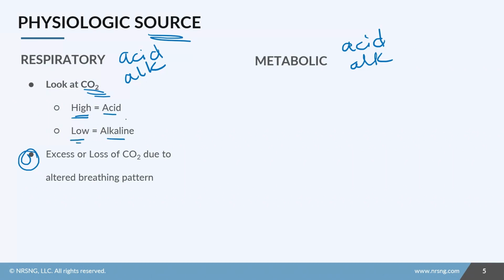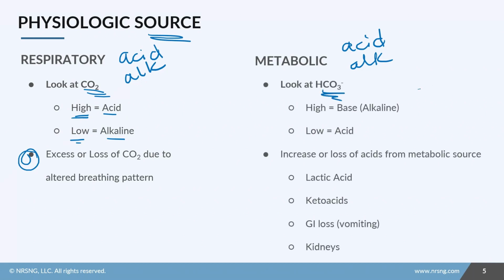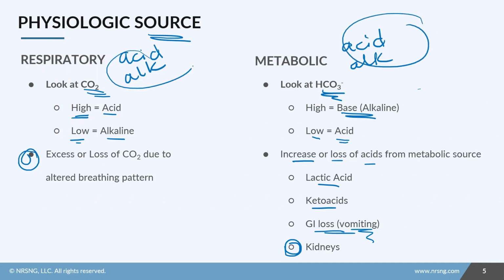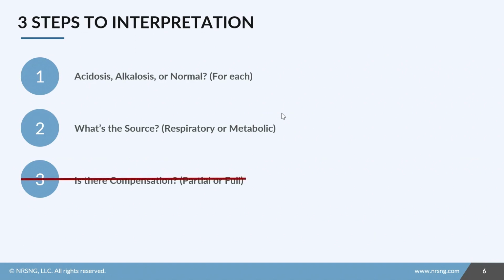Remember, CO2 equals acid. For the metabolic source, we're going to look at our bicarb. An excess bicarb indicates alkalosis. Remember, bicarb equals base. And a low bicarb indicates acidosis. The reason we might see a metabolic source is because of an increase in acids or a loss of acids from a metabolic source. We could also even see a loss of bases from a metabolic source. There's a lot of examples here. For example, lactic acidosis, ketoacidosis, or this loss of acids from vomiting and getting rid of all of our stomach acid, or even an issue with the kidneys not regulating bicarb like they should. Now, we're going to talk in way more detail about all of these things in their particular lessons, but just know that if the bicarb seems to be the source, then it's a metabolic issue. So I want to look at some examples really quickly with just the first two steps to make sure that you know how to do that basic initial interpretation.